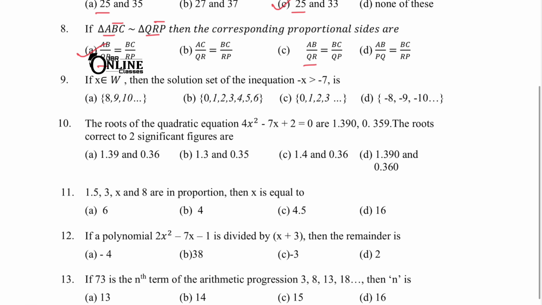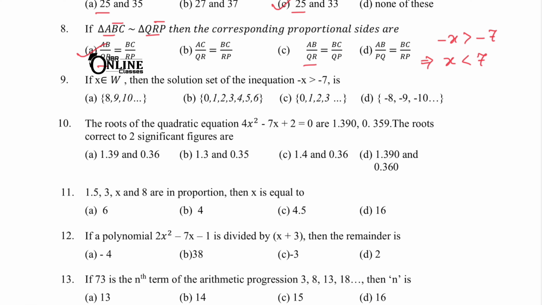Now next, sum number 9. If x belongs to W, then the solution set of the inequation, here minus x greater than minus 7. So if you multiply it by minus, it will be here x less than 7.